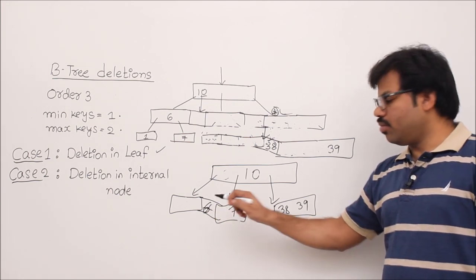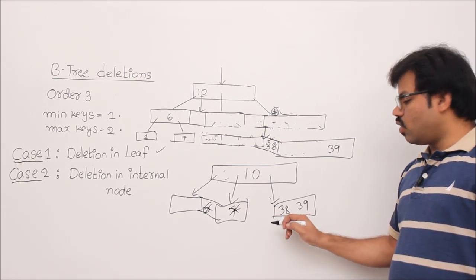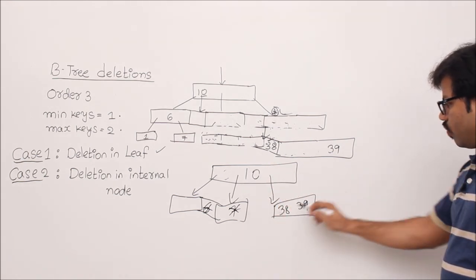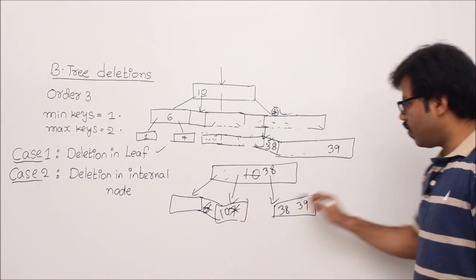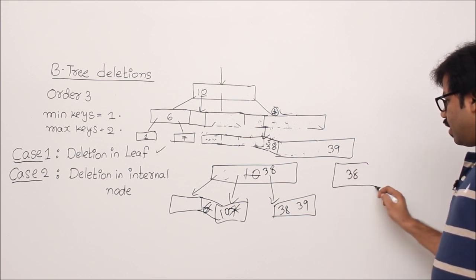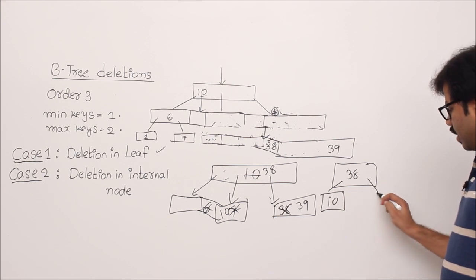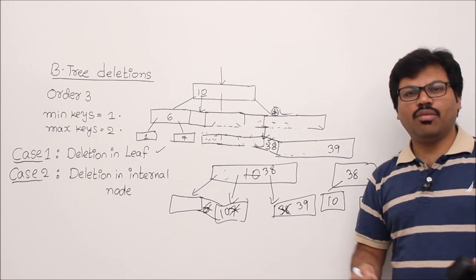Delete 6, no problem. Delete 7, insufficient keys, then go for borrowing. Borrowing will work through the parent. So it will be like this. Mr. 38 will go here, Mr. 10 will come here, that's it. So it will be 38 and here 38 will be deleted. 38's left is 10, 38's right is 39. In that way we can do any number of deletions.